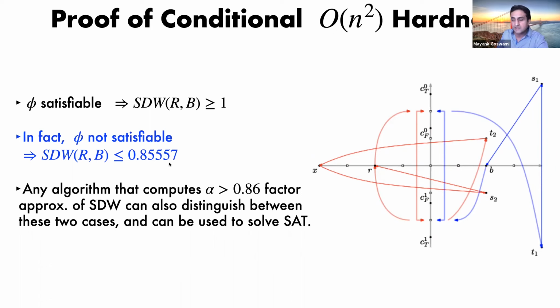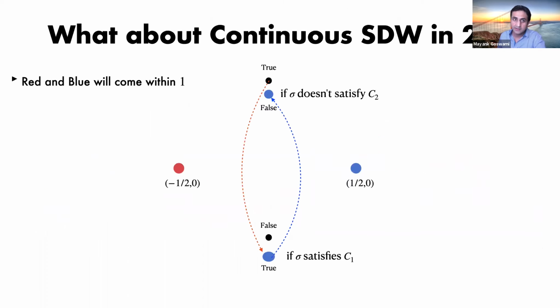And what this gives us is the approximation hardness. Because any algorithm that not only computes the social distancing width exactly, but even approximates it better than this factor, will be able to distinguish between these two cases, and then it can be used to solve SAT. So for the discrete, we get this factor. And in just one slide, let me summarize what goes wrong with the continuous. Well, the same construction doesn't work for the continuous, because in the continuous, blue has to move continuously from bottom to top, and red has to move continuously from top to bottom.